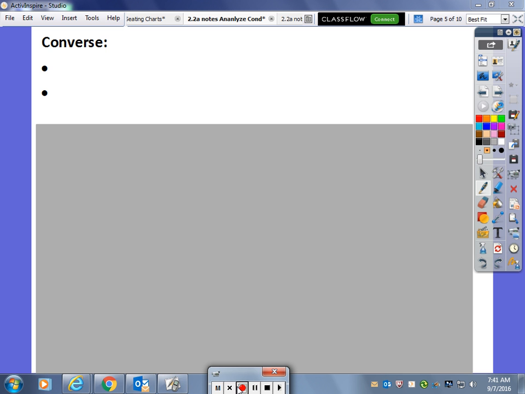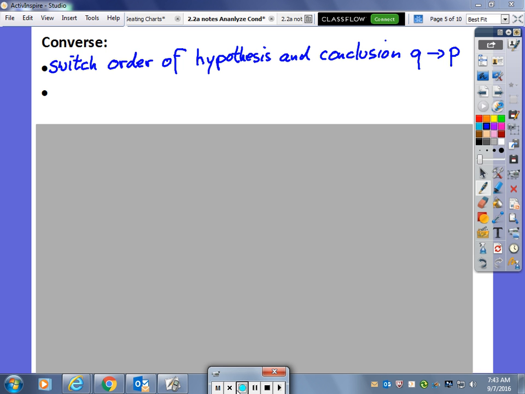So now let's look at 3 different ways in which we can change the conditional statement. The first one is the converse. The converse means that we switch the order of the hypothesis and the conclusion. In symbolic notation, we would write Q, arrow, P. In other words, what used to be our hypothesis, P, is now our conclusion, and what used to be our conclusion, Q, is now our hypothesis.